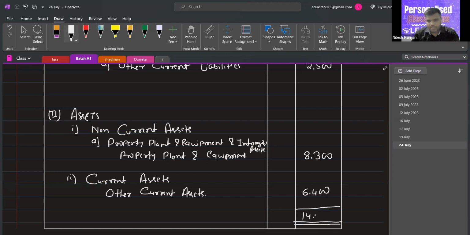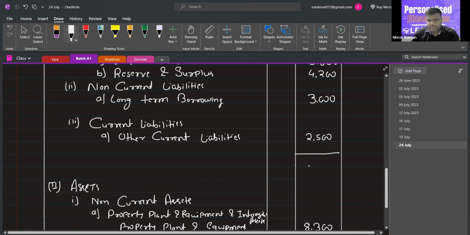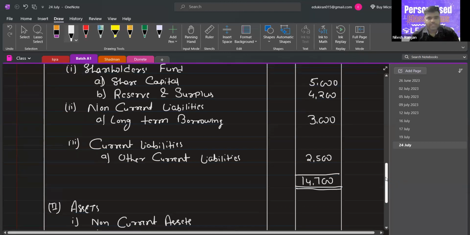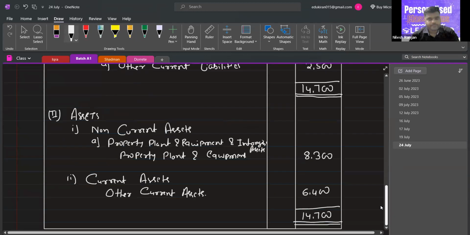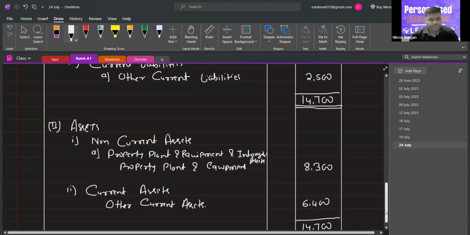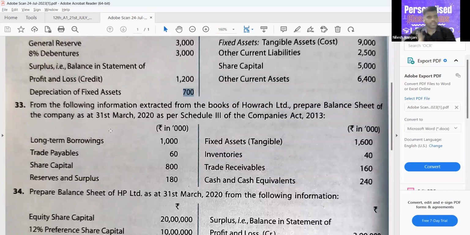Now we will total. It is 14,700 on the asset side and 14,700 on the liability side. Now tell me, is there any doubt here? So everything is clear? Now, actually the question number 33, you can see it is same. Long-term borrowing, trade payables, share capital, reserve and surplus. Items are a little different, but these are same.